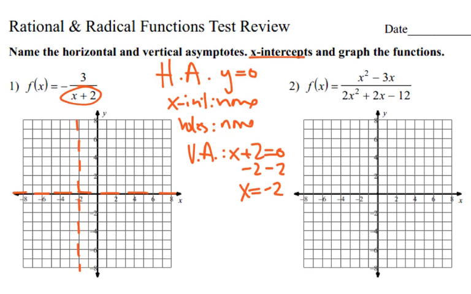Now normally the parent graph would look like this, right? But because we have this negative out front, our graph is actually going to be this blue one, and it'll look like this. It just gets reflected over, just because of that negative. And there's our first one.